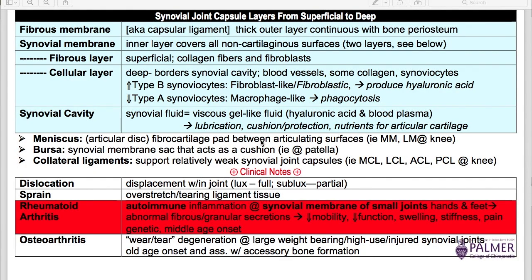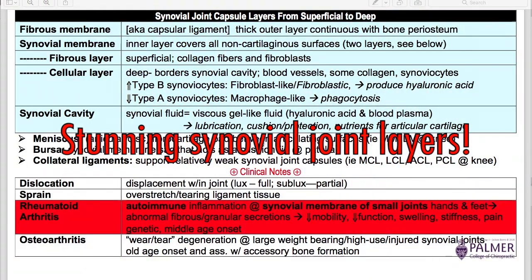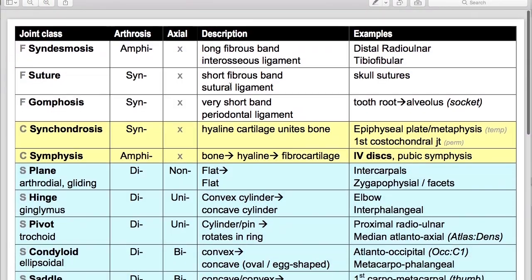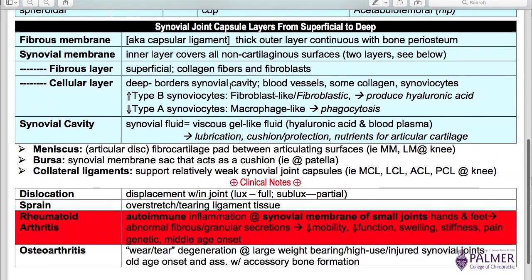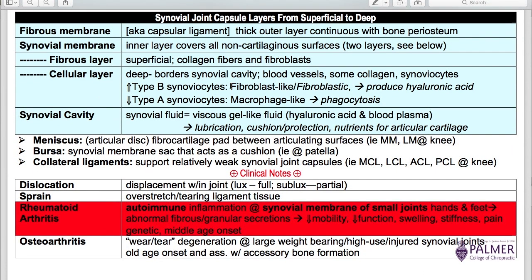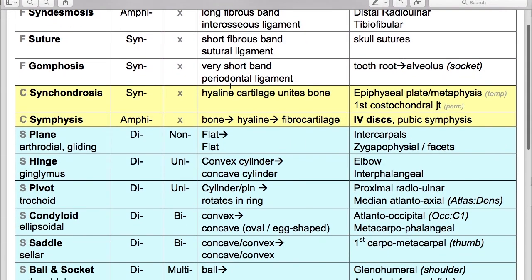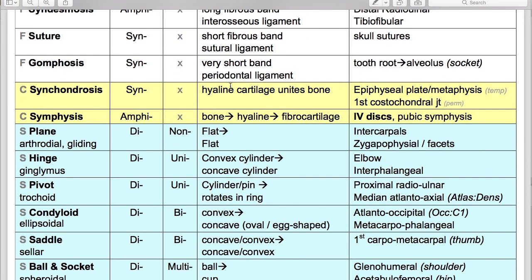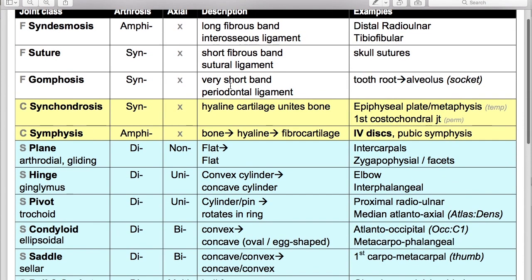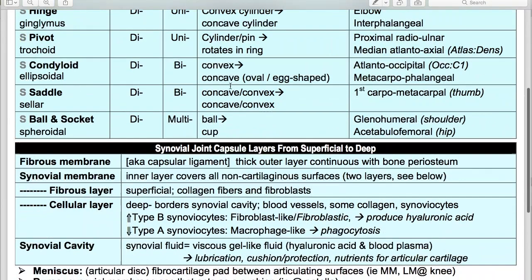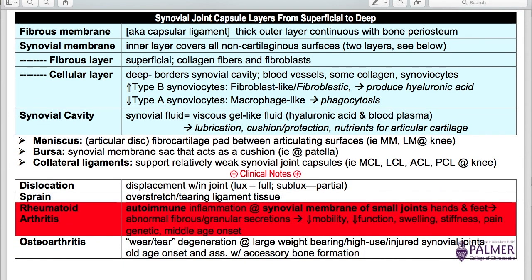Hi everyone, thanks for watching and welcome to Past Physiology review of Topic 4. This is the second video where we're covering from the synovial joint capsule layers through the pathologies. Right now we're looking at the bottom of the study guide posted for you on Brightspace and Portal. You should have already gone through the video on the different joint classifications. If you have not, I recommend you do that. If not now, later.